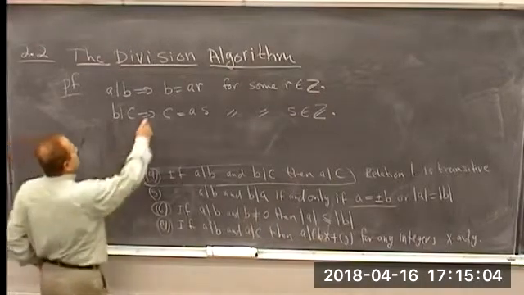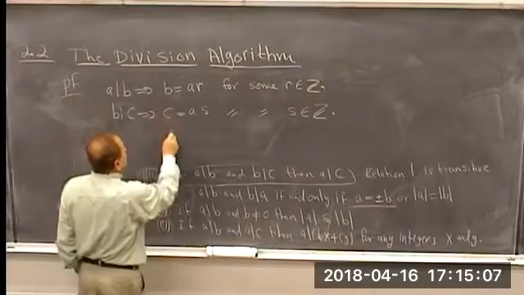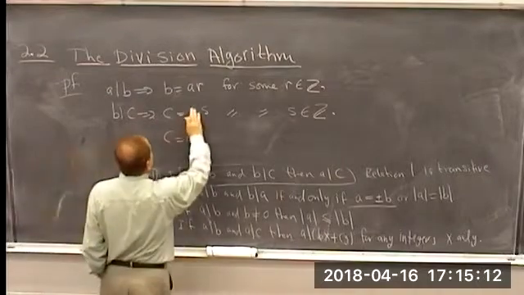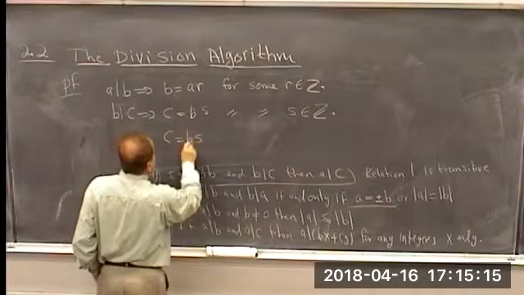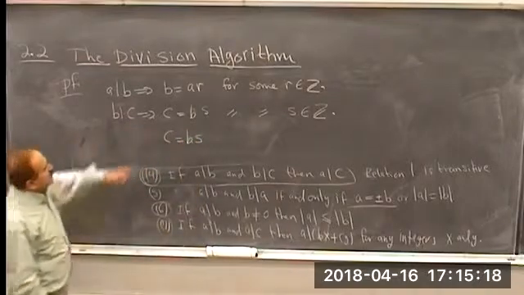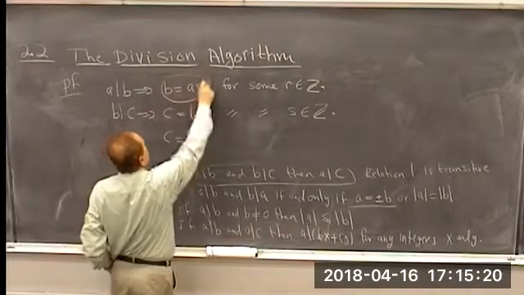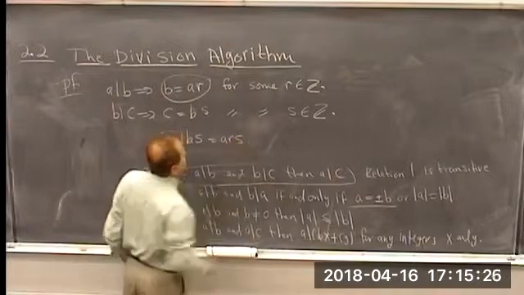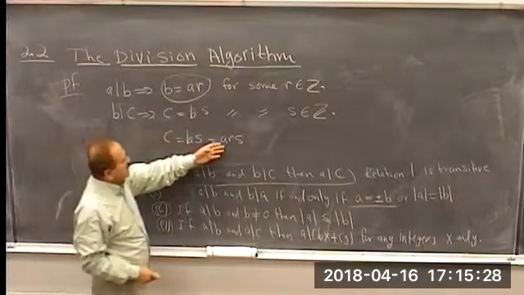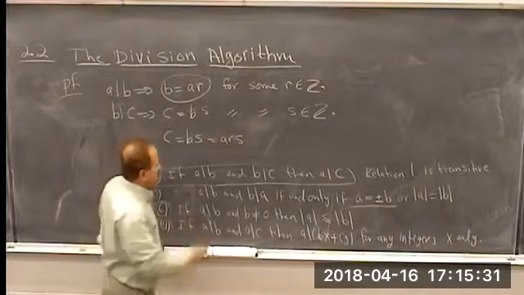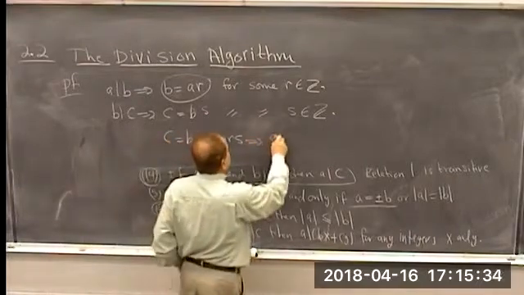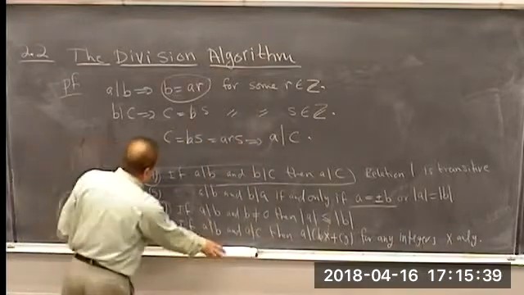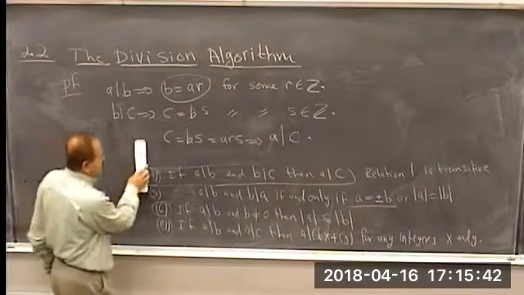So from here we have C is equal to BS. And now I want to substitute for B by AR. So this becomes ARS. Now we have C is a multiple of A, and this exactly means that A divides C. All right, so very, very straightforward. Okay, let's look at number 6.